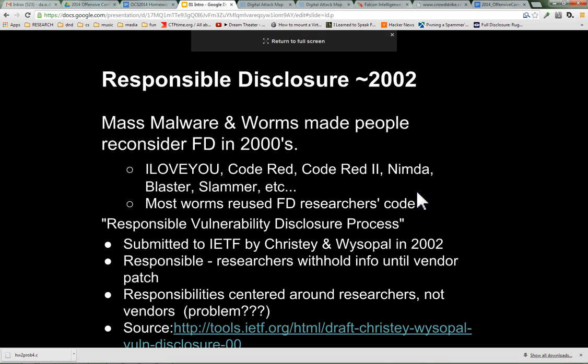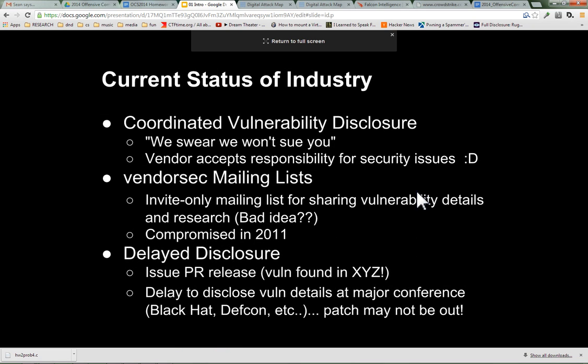Well, no problem is going to get solved. So some would argue that the use of "responsible" there is not appropriate, but that depends on the person. So eventually what came about is the current status of the industry, which is coordinated vulnerability disclosure, where vendors are more accepting of the benefits that vulnerability research has for them.